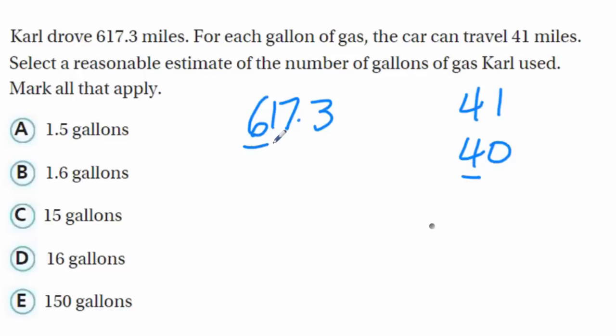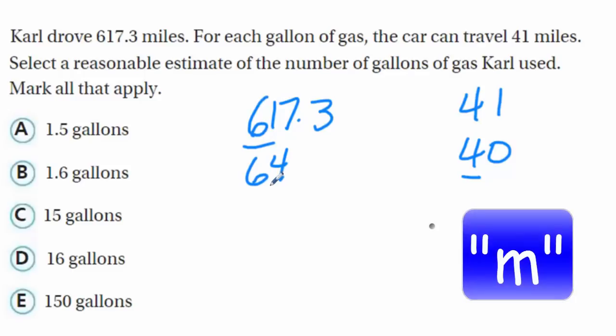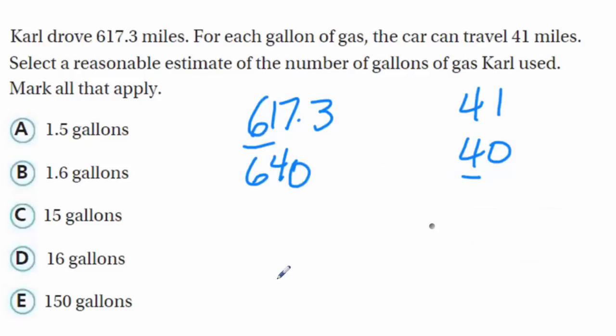Well, I'm looking at the 61 and I'm thinking, if I were to change this to 64, I know 64 divided by 4 is 16. I just happen to know that. 640 divided by 40 is just like saying 64 divided by 4 is 16. Because we have a power of 10 here and a power of 10 here, we don't need to add any zeros on, we're good. And 16 is listed here, so I definitely choose D.